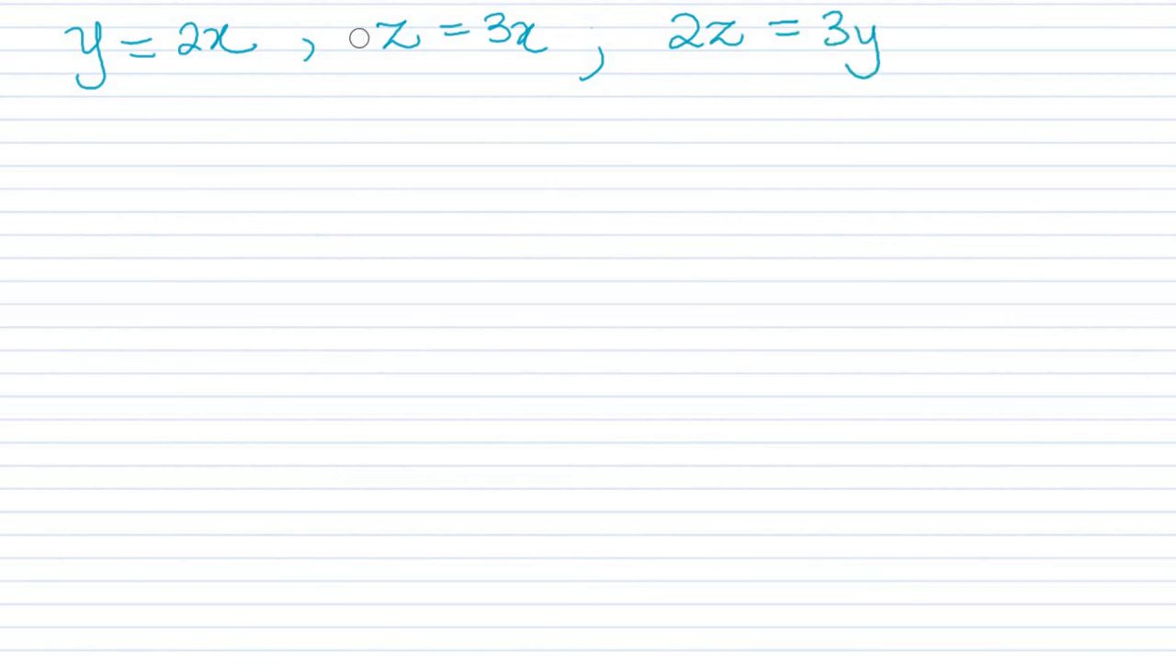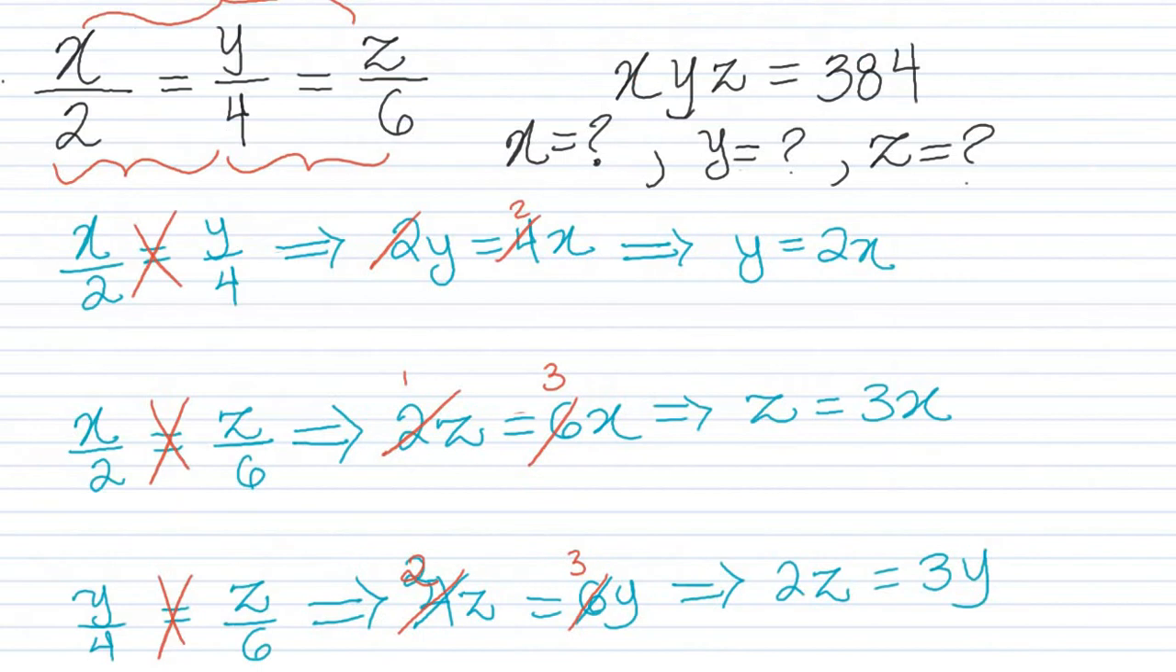So you have y equals 2x, z equals 3x, and the last one is 2z equals 3y.